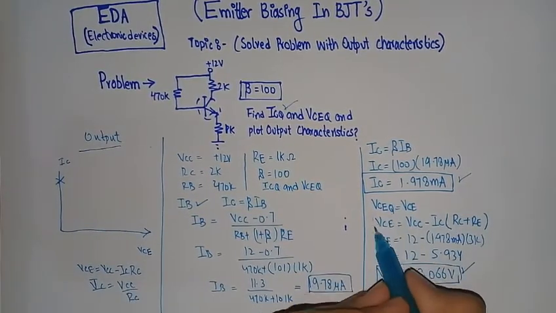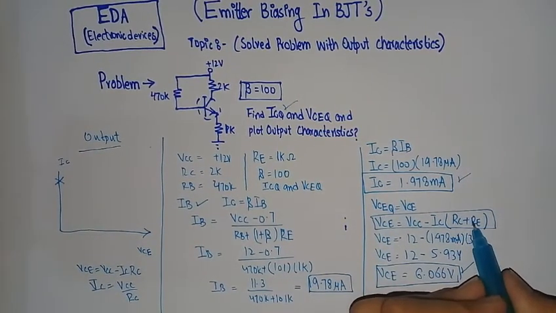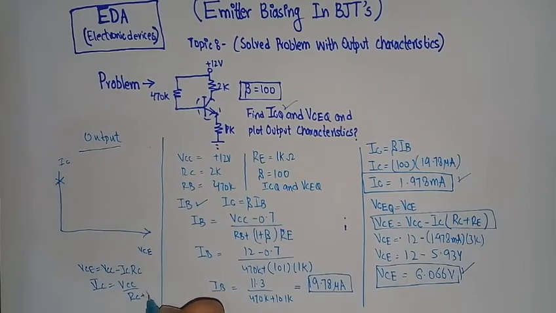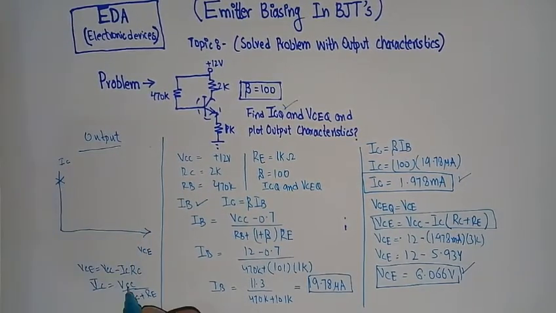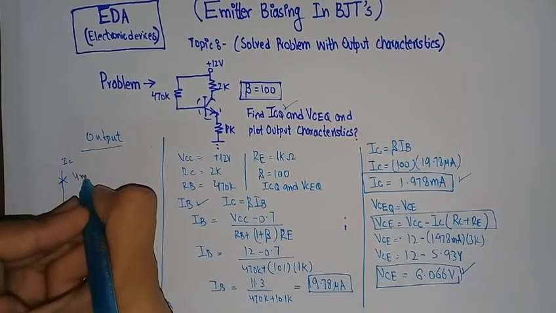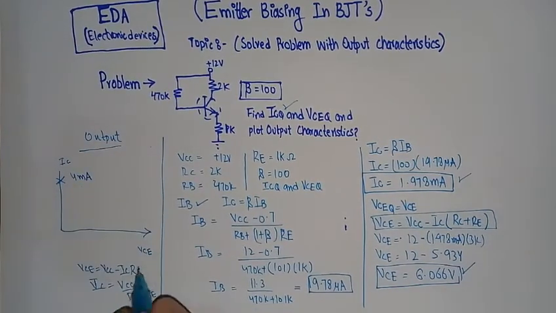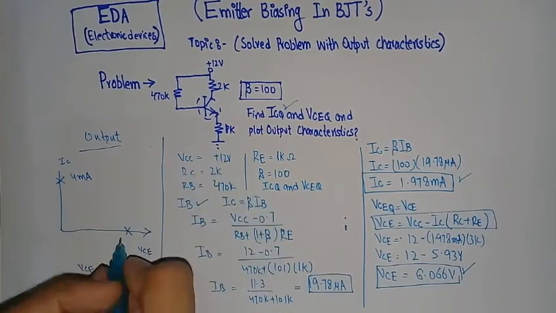But in today's emitter biasing circuit, there is a resistance RE present. So therefore plus RE is over there. So the value of VCC over RC plus RE is 12 over 1k plus 2k, which is 3 kilo ohms. So this will be equal to 4 milliamps. So the value of 4 milliamps is put over there, and the value at the cutoff region is simply VCC. So VCC is 12 volts.